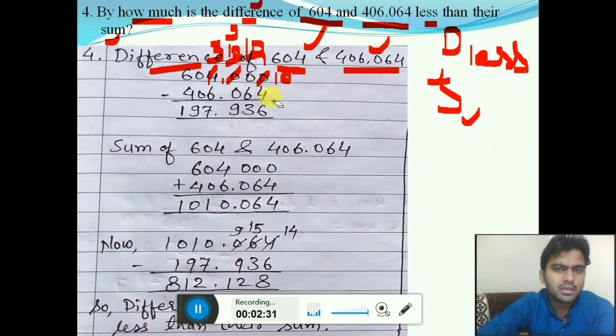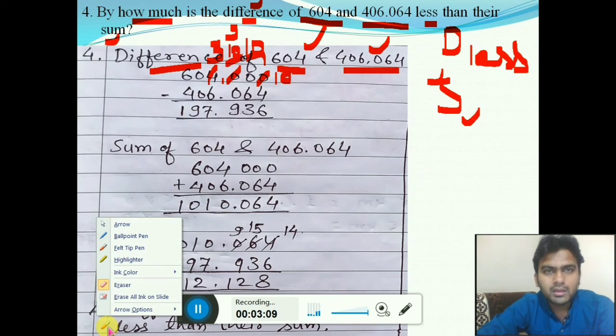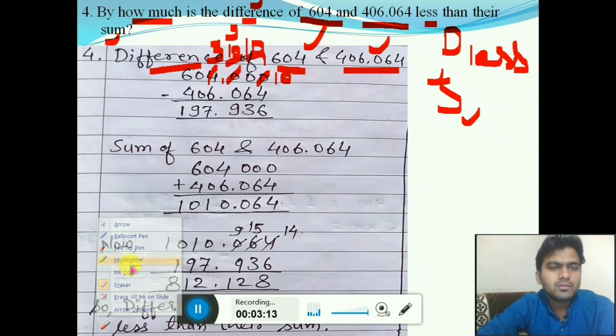Now with this 10 and 4, we can subtract 4 from 10, so we got 6. Now this number becomes 9. 9 minus 6 equal to 3. This number becomes 9. So 9 minus 0, 9. Now this number is 3. We cannot subtract 6 from 3, so we will borrow one from it, and this number will become 13. 13 minus 6 equal to 7, and this number will become 9. So 9 minus 0, 9, and this number becomes 5. 5 minus 4, 1. So the difference is 197.936.